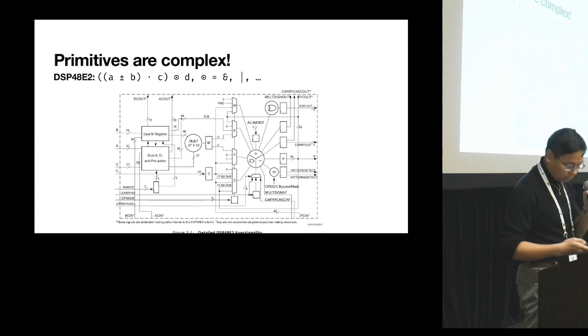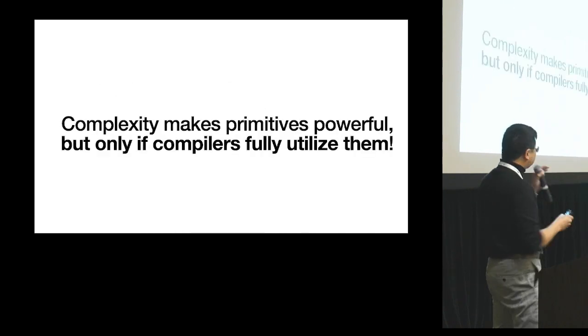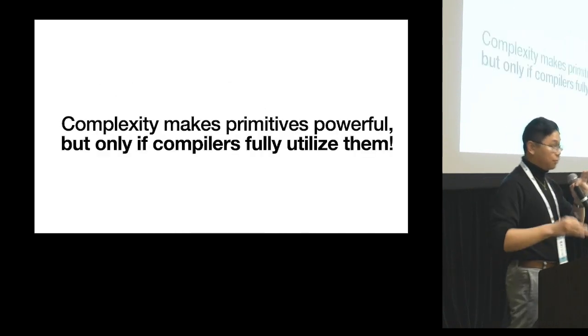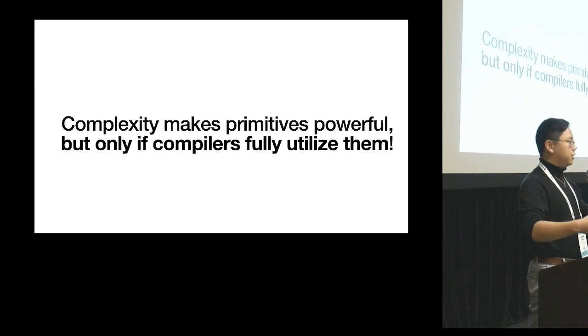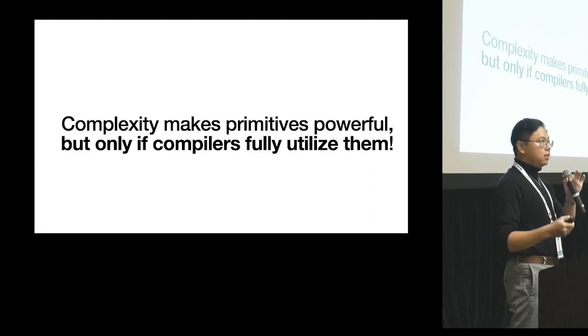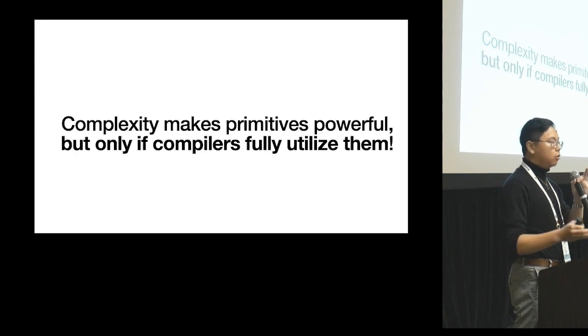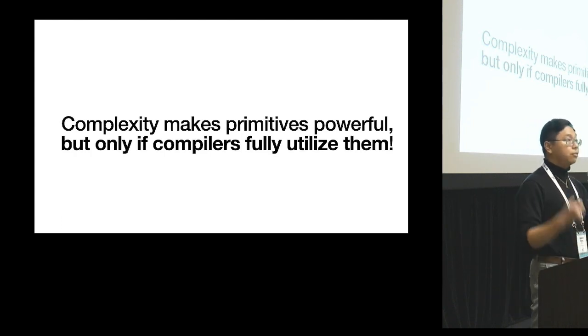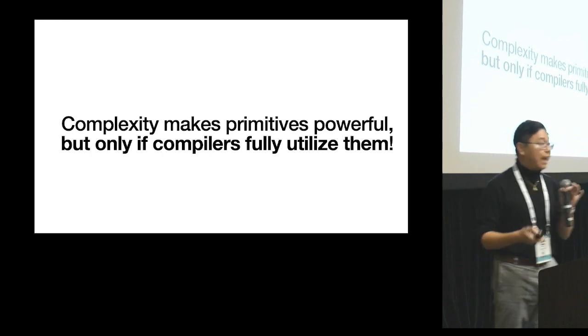Now, one thing to note is that this complexity makes FPGA primitives very powerful. With just one of these complicated primitives, you can efficiently implement several micro designs. But this complexity and this power is super useful to the end user if and only if hardware compilers are actually fully utilizing them. So I guess a natural question from this is, what does that actually look like?